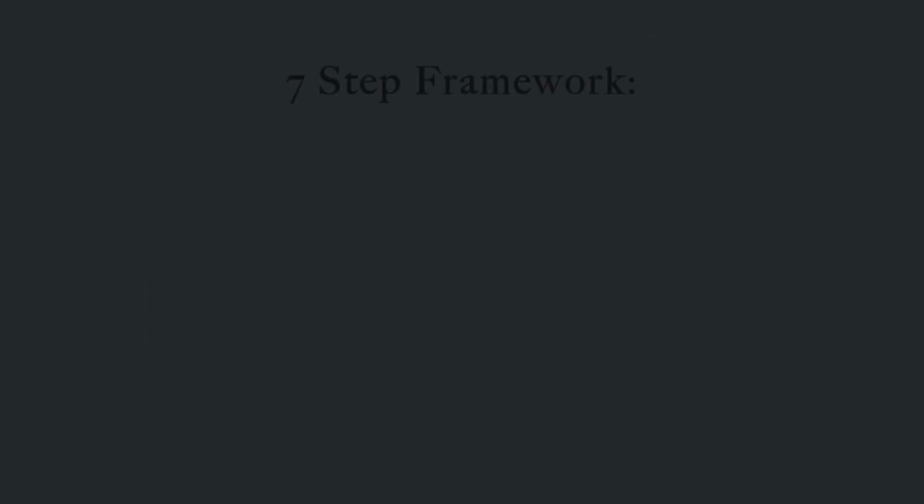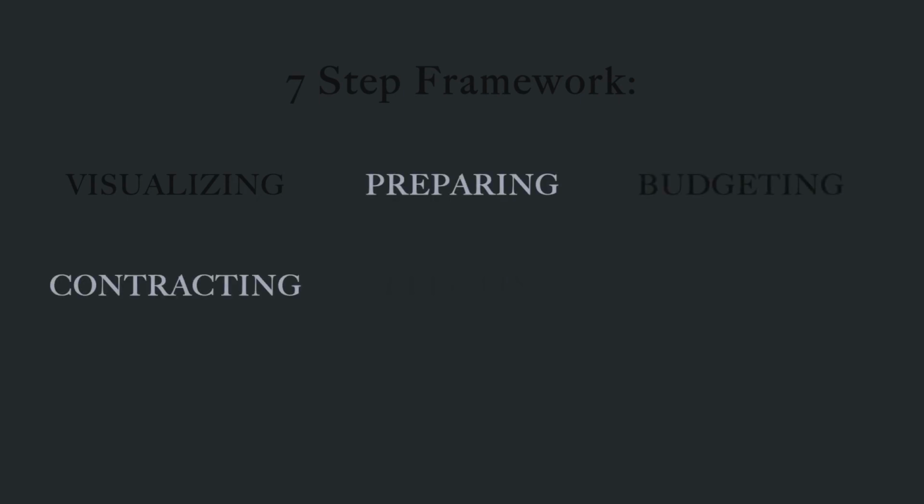So that is the high-level overview. The steps are generally sequential, but they're not exclusively sequential. There's going to be times where step 3 might be overlapping with step 4 and step 7 might be overlapping with step 6, but you can use this 7-step framework to organize yourself around managing your construction. Quick review. We had 7 steps. Number 1, visualizing. Number 2, preparing. 3, budgeting. 4, contracting. 5, selecting. 6, designing. And 7, building.